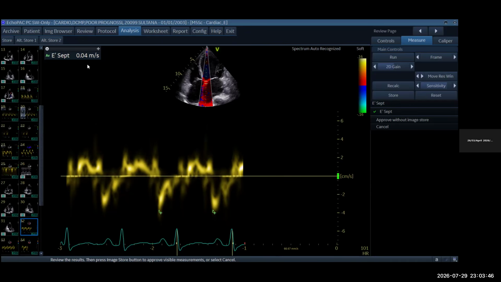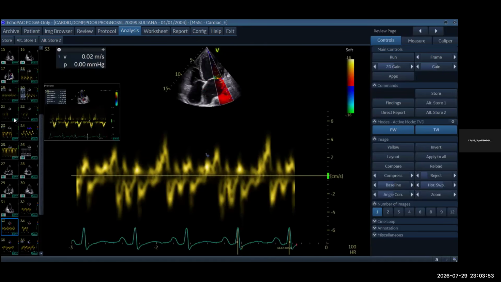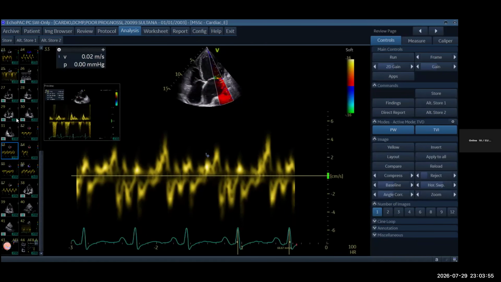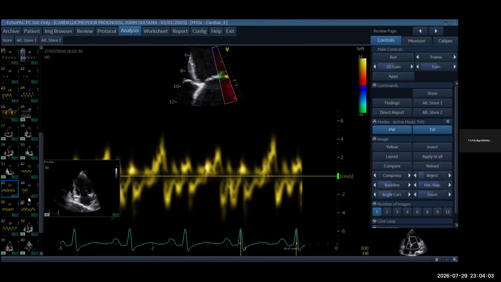Can we get the TR velocity also? Sorry, sir, grade 3 it should be. Since E/A is more than 2, it's grade 3, sir. E/A is more than 2. In reduced LV systolic function, if E/A ratio is more than 2, it is always a grade 3 diastolic dysfunction. Yes, sir. We don't need other parameters.